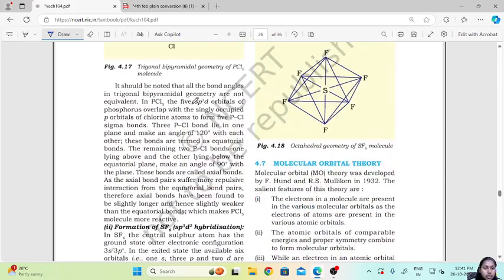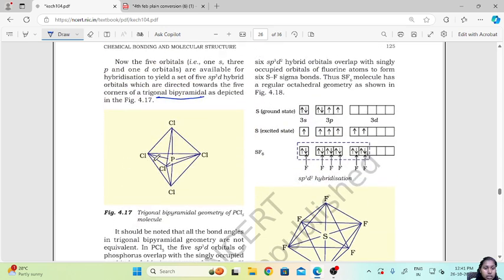Now all these 5 P-Cl bonds are formed as sigma bonds. Amongst them, 3 P-Cl bonds lie in the same plane, hence their angle is 120 degrees with each other. These bonds are termed equatorial bonds. The remaining 2 P-Cl bonds, one lying above and the other lying below. Since it is trigonal bipyramidal, the trigonal shape which is formed has an angle of 120 degrees and they are in one plane.